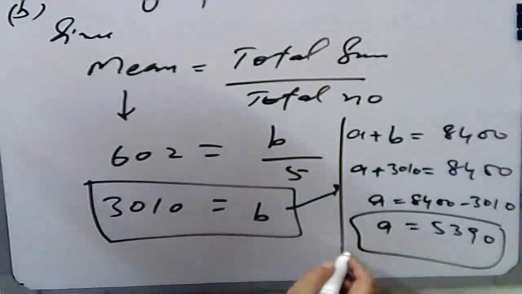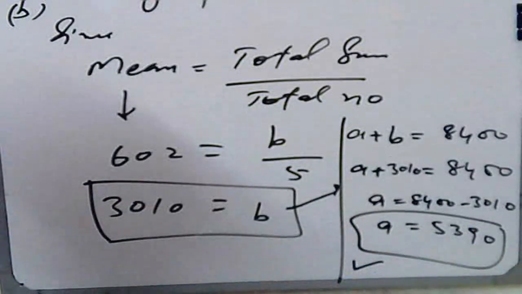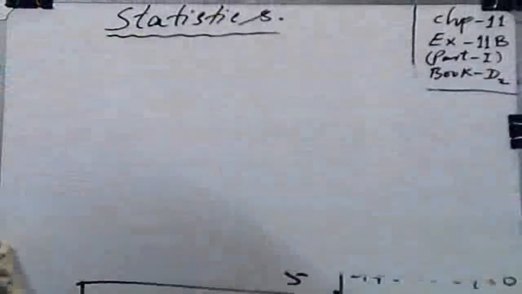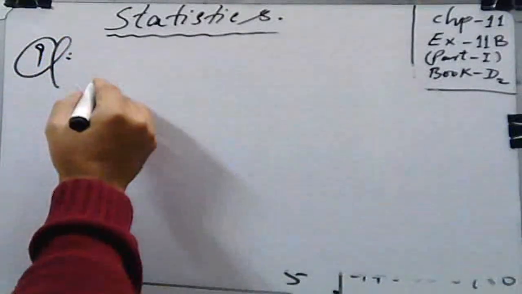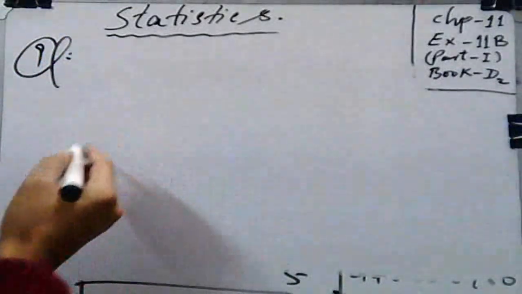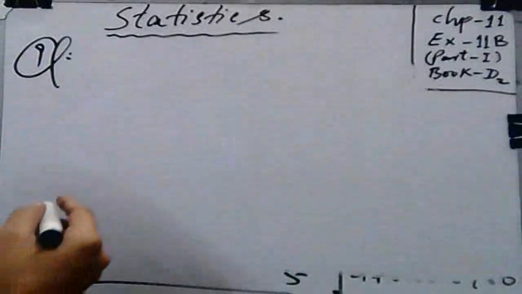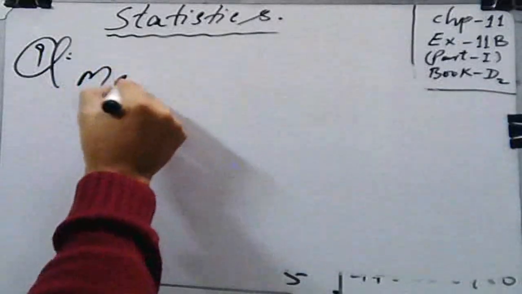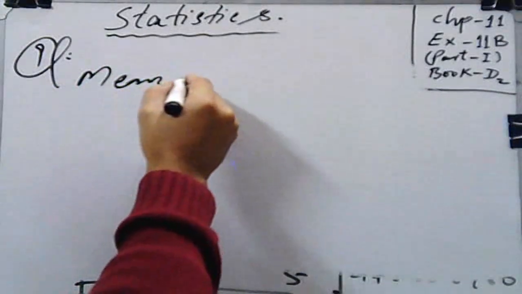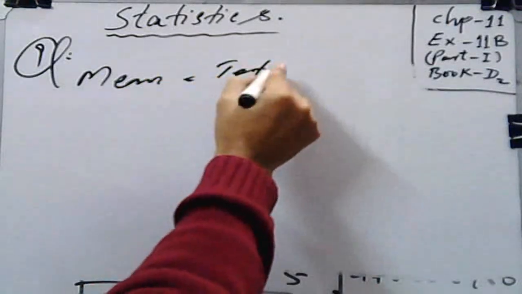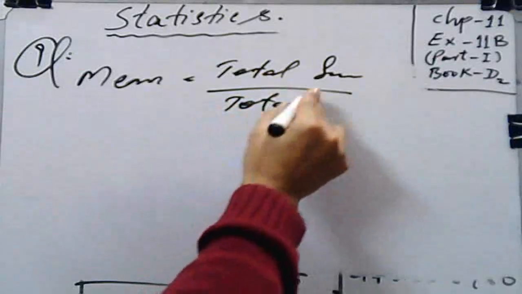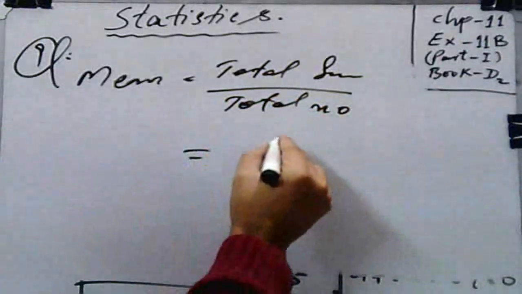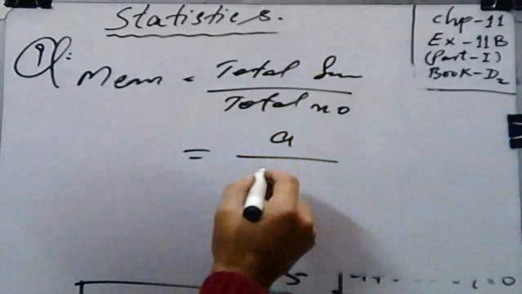Now still we have to find the mean. So you can see the mean result, so mean for experienced workers, total sum by the same methodology. Mean is total sum divided by total number. So the total sum is A, total number is 7, so that is your mean.